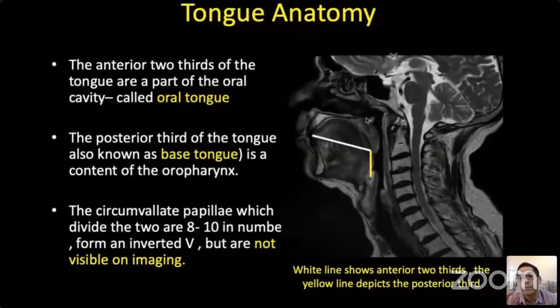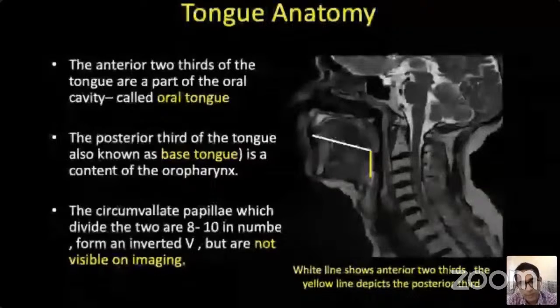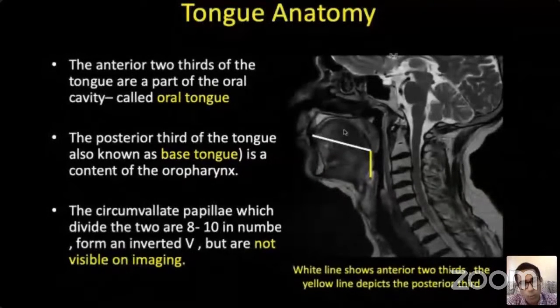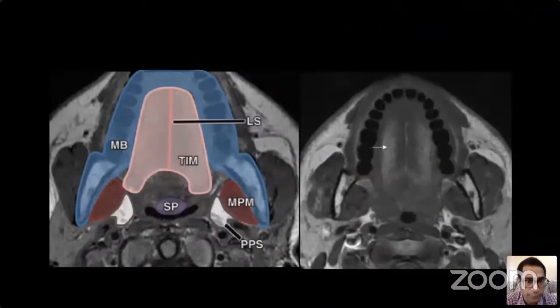However, we do not see the circumvallate papillae on imaging. Hence, there is an imaginary plane drawn from the junction of the soft palate and the hard palate up to the hyoid bone. Anything behind this junction is the base tongue, and anything anterior to it is the oral tongue. The slides will basically deal with the oral tongue, because that is treated with surgery.